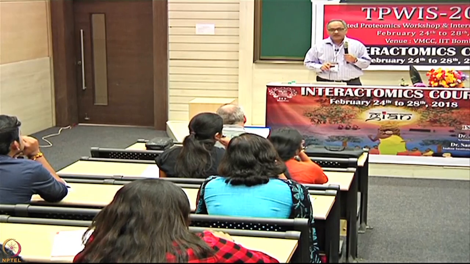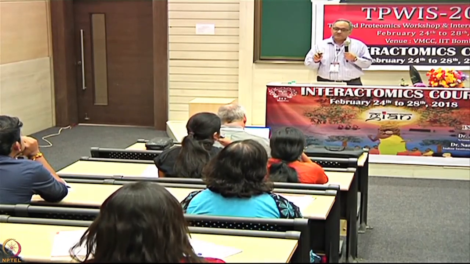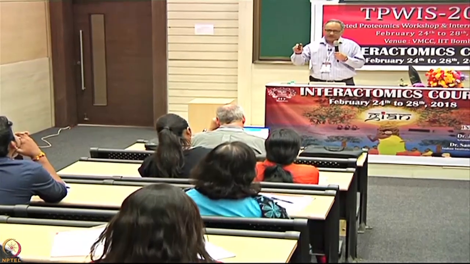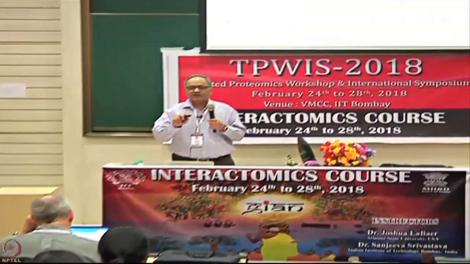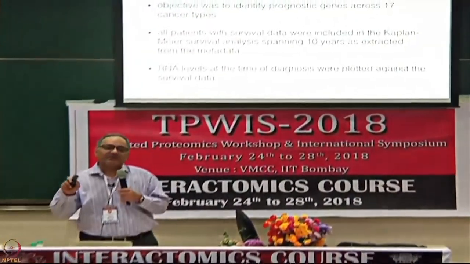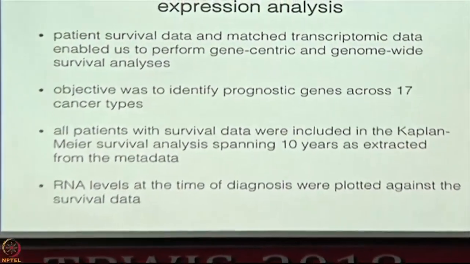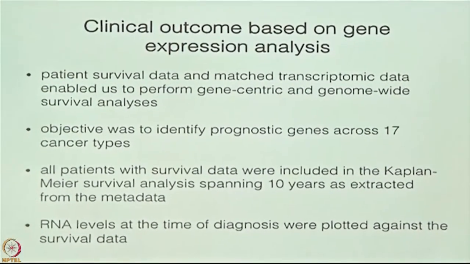So what we did was actually a huge exercise of Kaplan-Meier curves, which looks for survival for each gene, for RNA-seq data from each gene. And the RNA levels at the time of diagnosis were plotted against the survival data. That's something I was just saying.